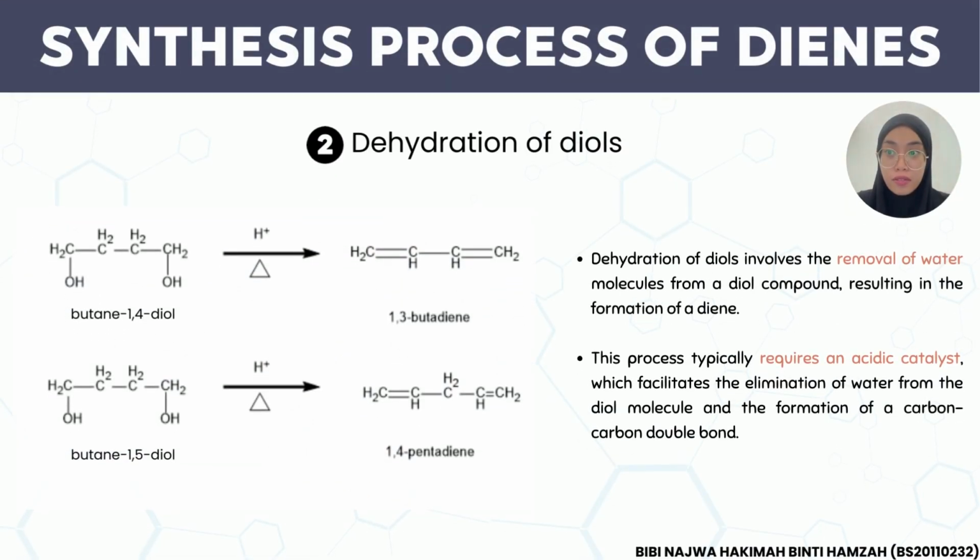Next is dehydration of diol, which involves the removal of water molecules from a diol compound, resulting in the formation of a diene. This process typically requires an acidic catalyst, which facilitates the elimination of water from the diol molecule and the formation of carbon-carbon double bonds.